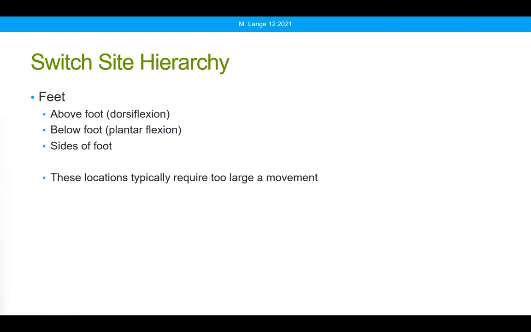Sometimes people who have muscle weakness may have some discrete movement at their feet, perhaps above the foot using dorsiflexion, below the foot using plantar flexion, or by the side of the foot. But these locations may require too big a movement for someone with muscle weakness. So it's something we certainly can explore.